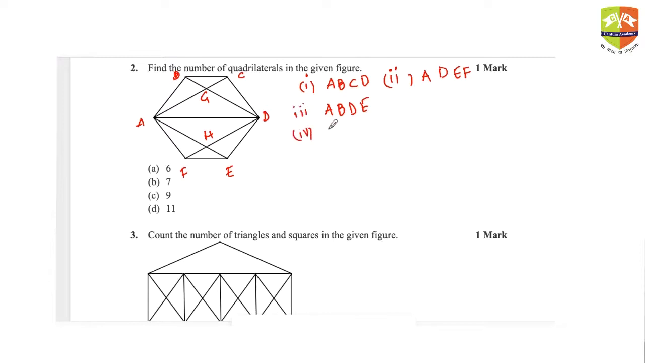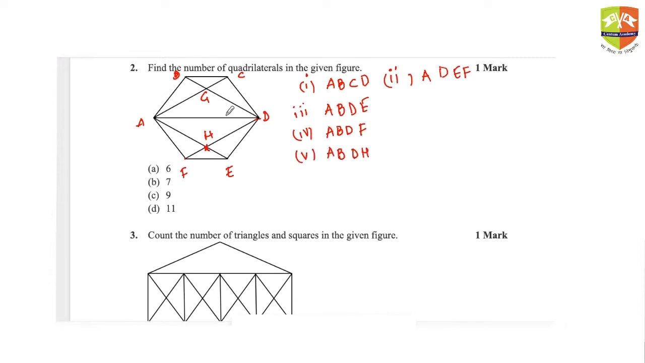The fourth one is A, B, D, which remains the same, but from D there are 2 lines. So I'll write D, F. Now, if I saw A, B, D, F, you know that this DF has 2 parts. If you start from D, you can go till F. If you start from D, you can stop at H also. So instead of writing A, B, D, F, I can also write A, B, D, H. So this is the fifth one.